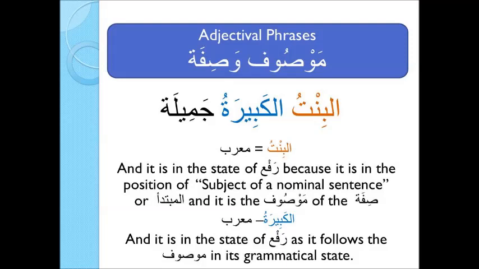Now adjectival phrases. For example, al-bintul kabiratu jamilatun. We said al-bint is mu'rab, as its ending changes, and it is in the state of rafa because it is in the position of the subject of the nominal sentence, or al-mubtada, and it is the موصوف of the sifa, al-kabira, which also is mu'rab, and it is in the state of rafa as it follows the موصوف in its grammatical state.